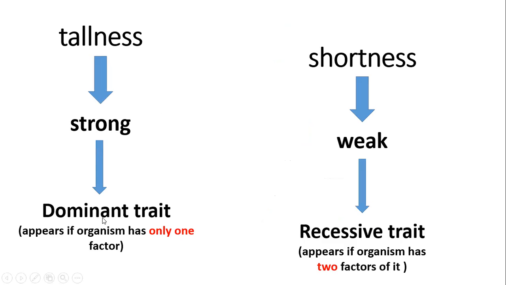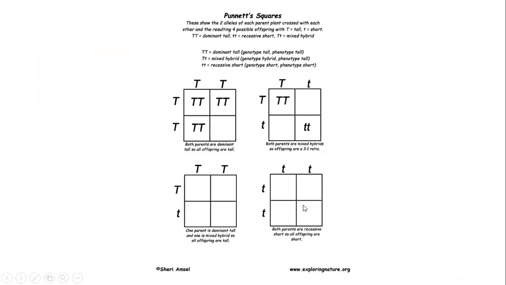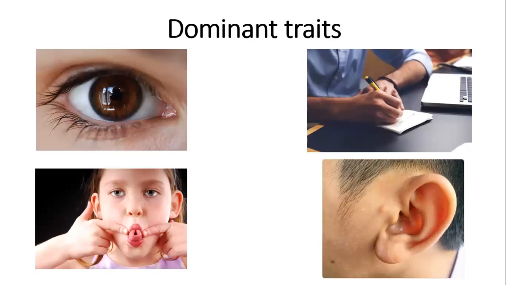So again, we have two types of traits: dominant trait and recessive trait. Dominant means it's strong, it will appear, while the recessive trait will only appear if there's no dominant trait with it. What do I mean by that? These are some examples of the dominant trait: having brown eyes, rolling the tongue, using the right hand, and having a free ear loop. Most people can use the right hand, most have brown eyes, most can roll their tongue, and most have a free ear loop.